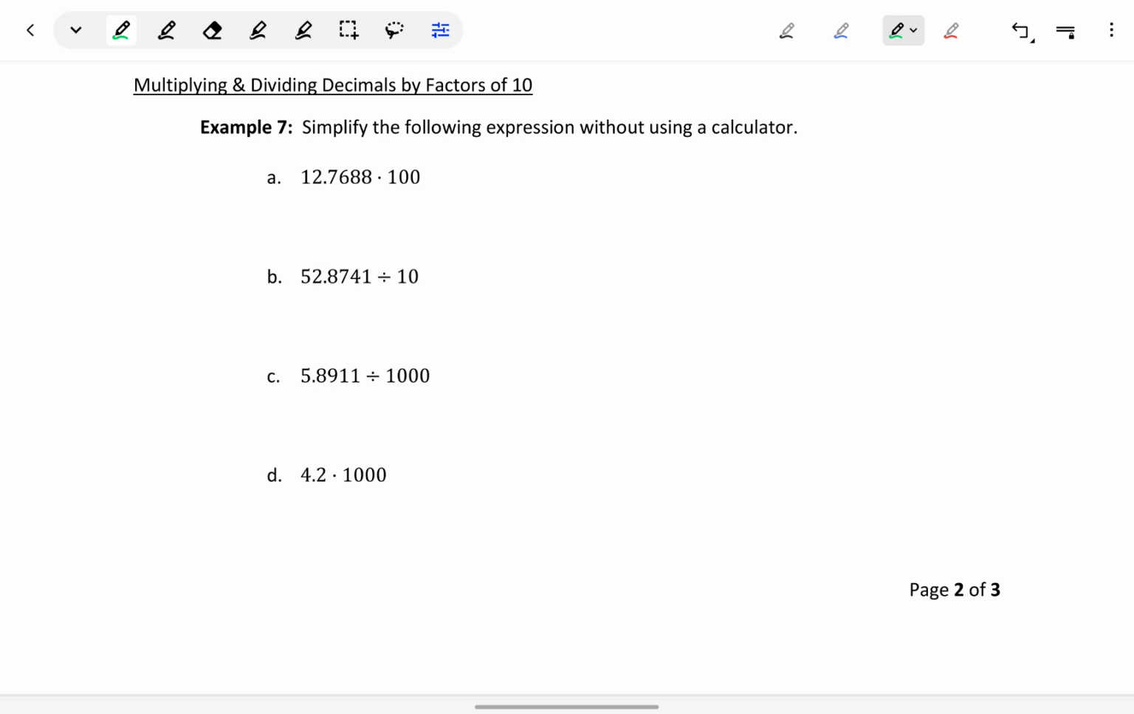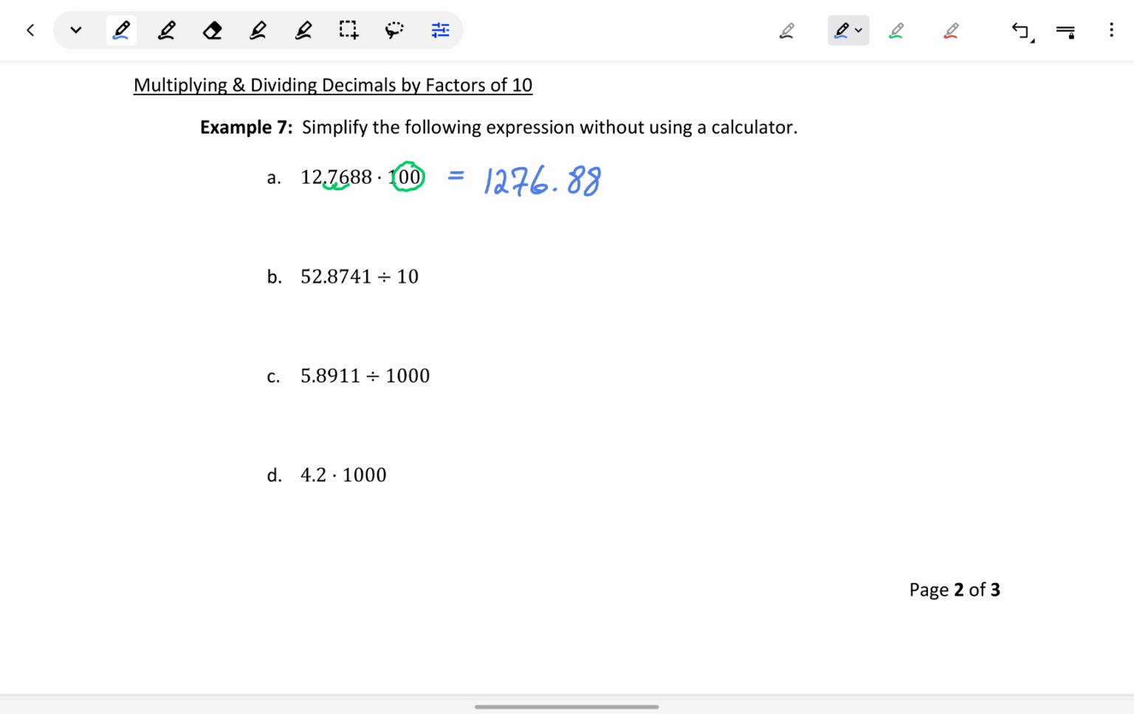In example 7 part A, we're multiplying by 100, which is a factor of 10 that has 2 zeros. Since it has 2 zeros, we're going to take that decimal place and slide it to the right 2 places, meaning that 12.7688 times 100 is going to be 1,276.88. So multiplying by factors of 10, we just slide the decimal place to the right once for each zero.